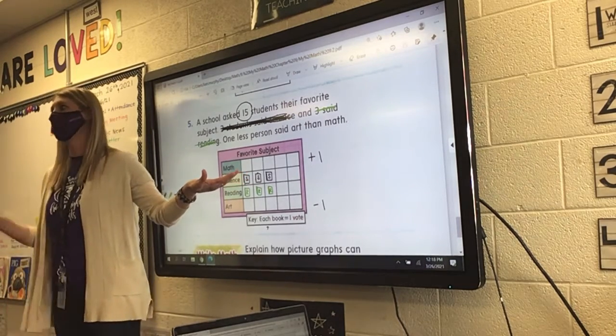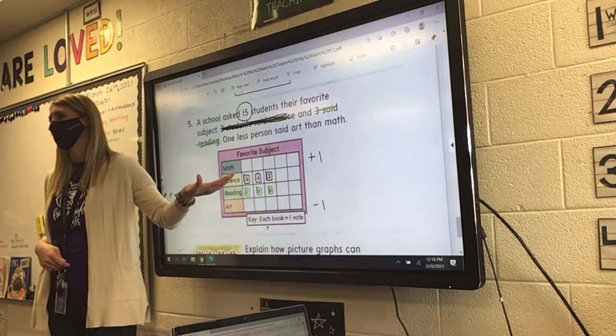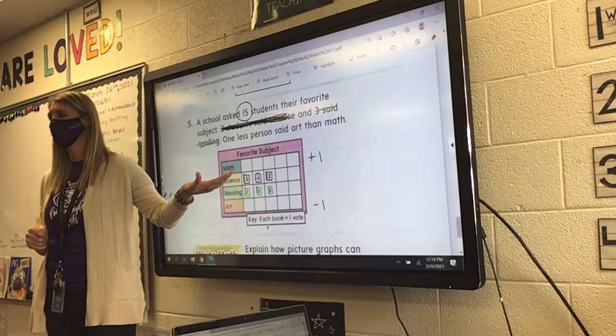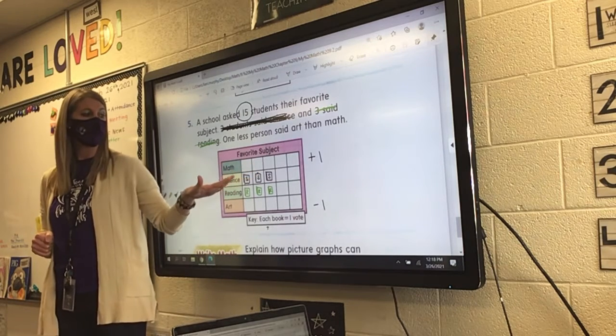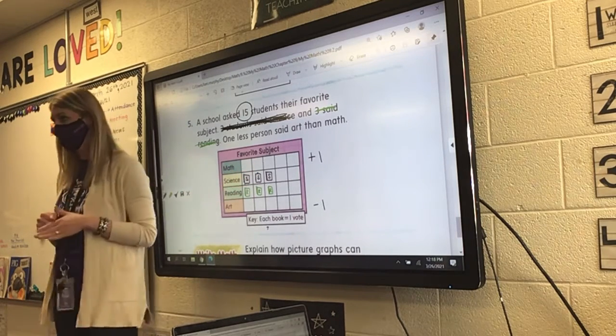It would not be 0. 15 minus 15 is 0. 15 take 6 away. Kaden? 9. Because Kaden went 14, 13, 12, 11, 10, 9.